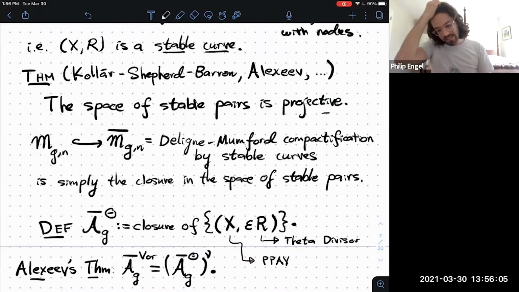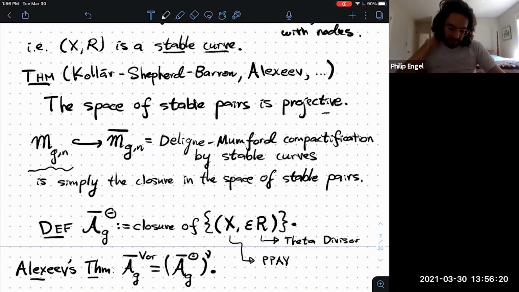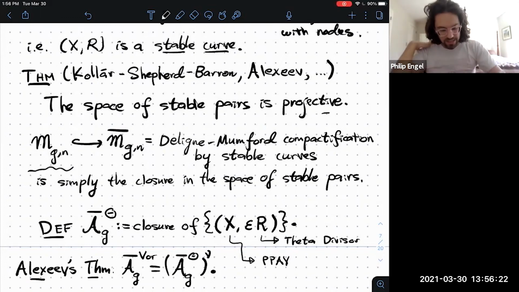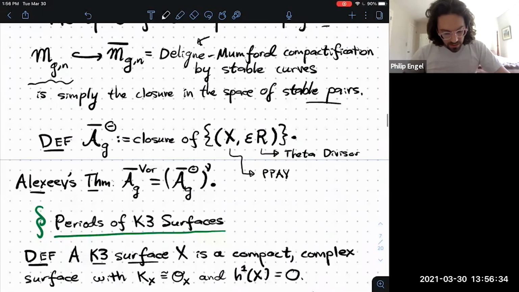Okay, so because this space of stable pairs, or its components, are projective, we can take the closure of some locus inside it and get compactifications. So an example would be if we take M_{g,n}, smooth genus g curves with n marked points, and we take its closure in the space of stable pairs, we exactly recover the Deligne-Mumford compactification of M_{g,n} by stable curves.